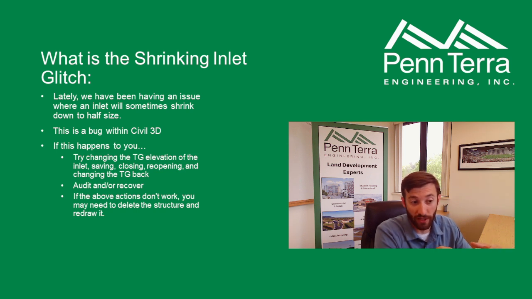I would always try and audit and recover. Sometimes that'll help. And if all else fails, you may have to delete the structure and put it back in using the pipe network creation tools. If you try these and they don't work, you can come see me. I'd be happy to look at it with you and see what we can figure out. But it's a glitch. We can't really do anything about it yet. But if we can find a good, reliable fix, we'll email that out to everybody.